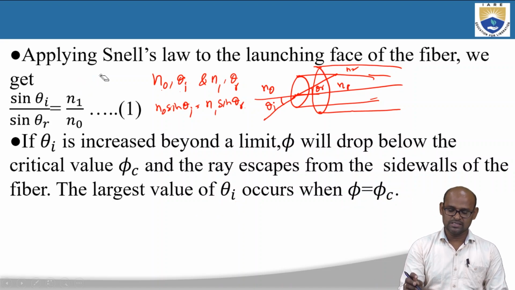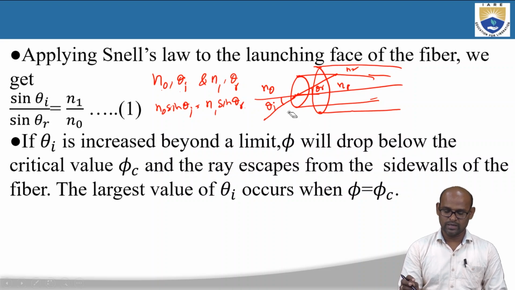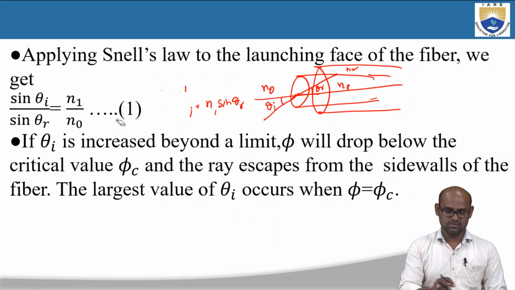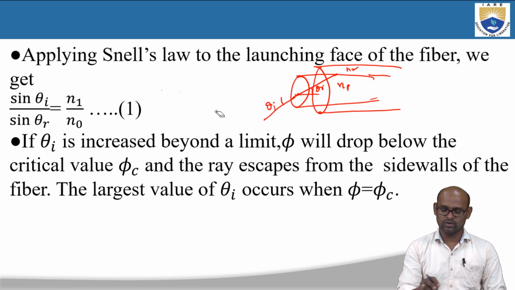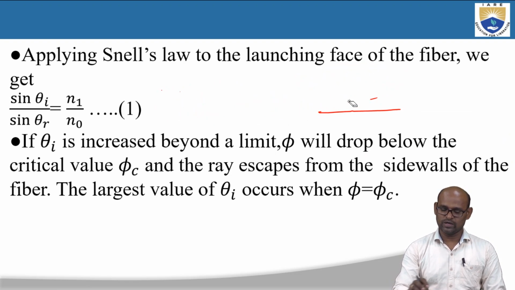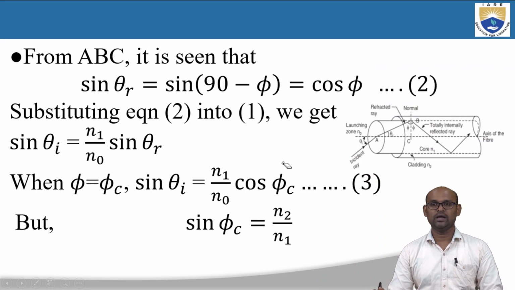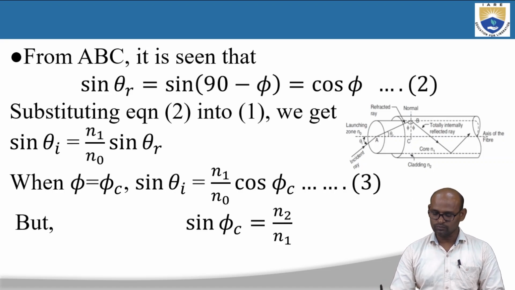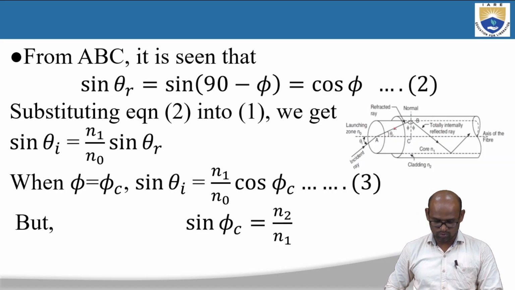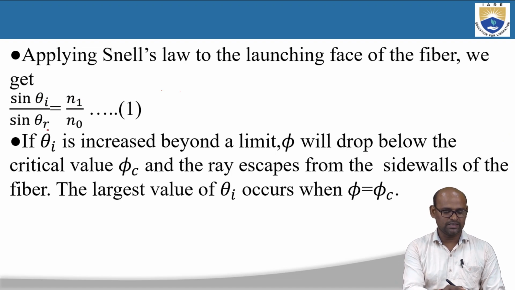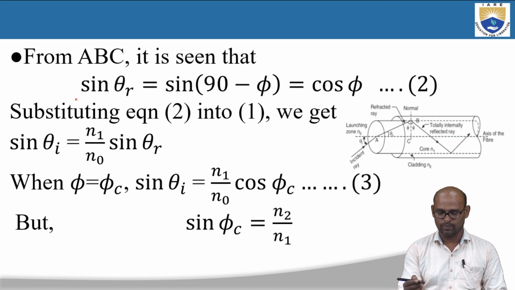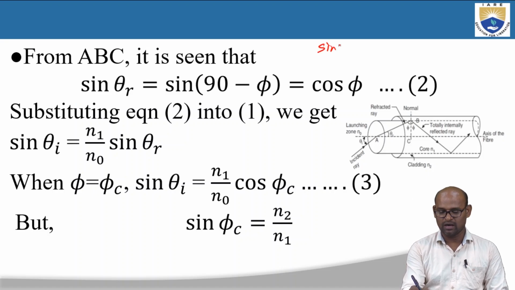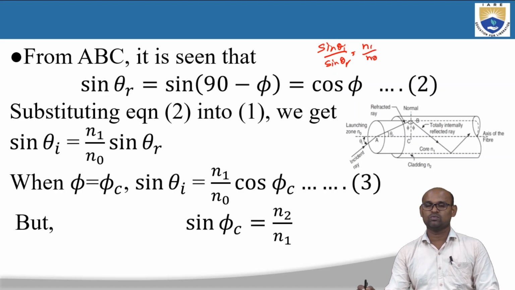So if we take this condition of phi equal to phi c, what happens? We need the light to undergo total internal reflection, so for that phi must be at least greater than or equal to phi c. Using Snell's law, we have sin theta i by sin theta r is equal to n1 by n0. This is what we got when we apply Snell's law to the launching zone and core.